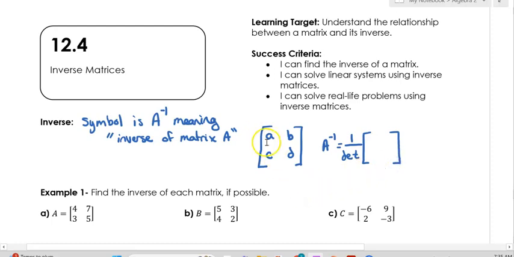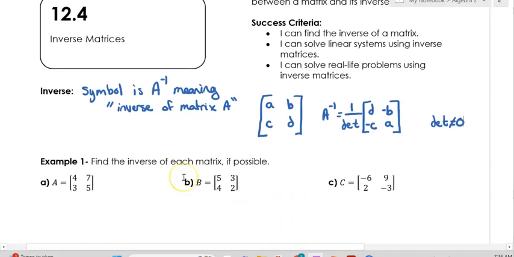We take the elements where A is and D is, and they switch locations. So D moves up here and A moves down here. And then these two elements stay where they're at, but they change signs. So whatever element B is, it switches signs, and element C switches signs. And that's how we find our inverse. And because it is 1 over the determinant, the determinant can't be equal to 0. If the determinant is equal to 0, then that means the inverse is not possible.